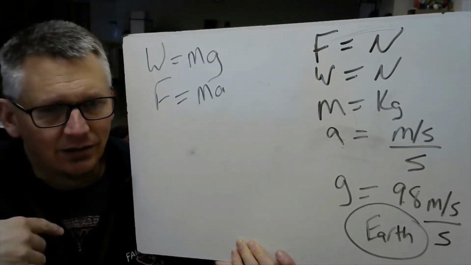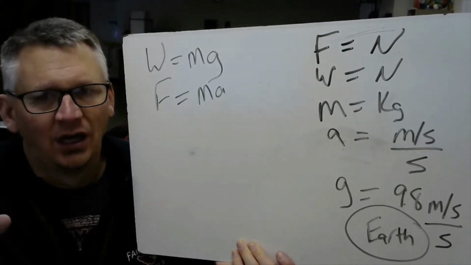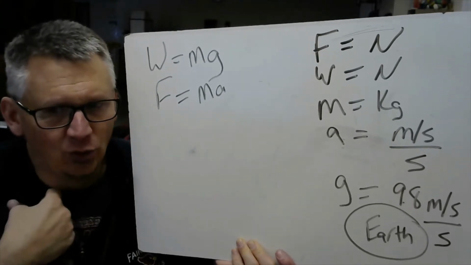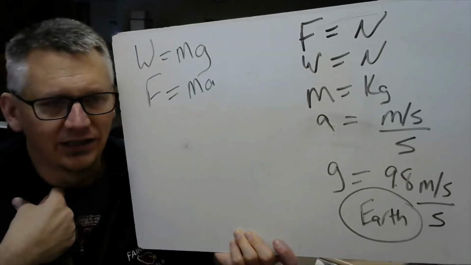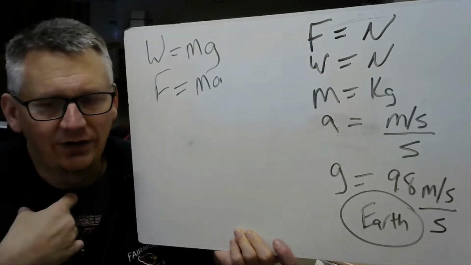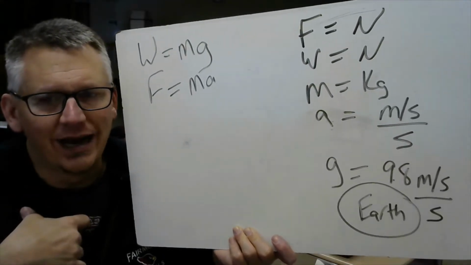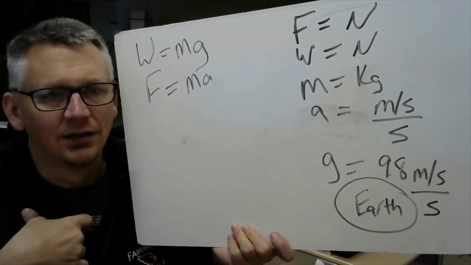Mass is in kilograms, always in kilograms. Acceleration will be labeled in meters per second. That's the funky one. And our gravitational constant on Earth is 9.8 meters per second.